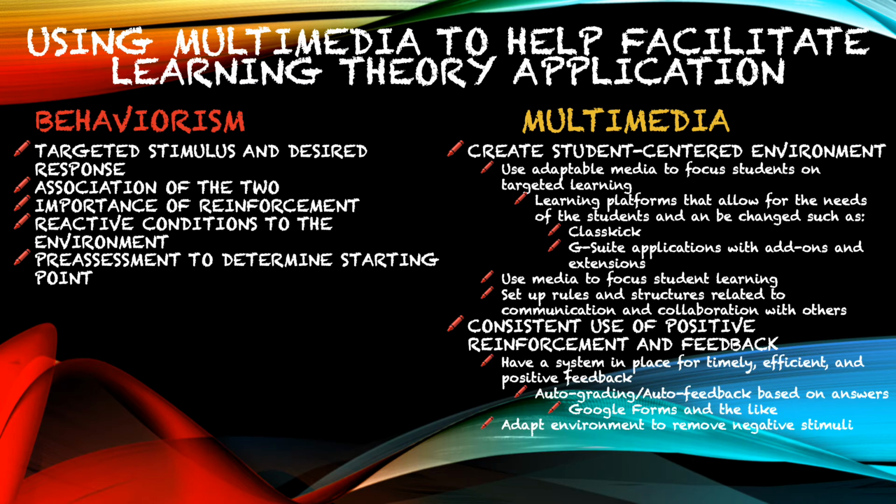Set up rules and structures related to communication and collaboration with others. Consistent use of positive reinforcement and feedback is essential. Have a system in place for timely, efficient, and positive feedback. Things like auto-grading or auto-feedback based on answers from applications such as Google Forms and the like. You can adapt the environment to remove some of the negative stimuli.